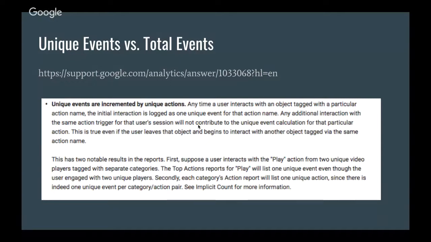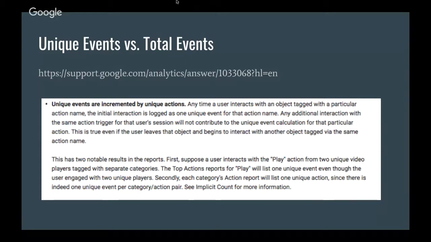So basically what that means is if I'm a single user and I'm on a website and I download two PDFs, they're both going to be classified in the event action called PDF. And so it's only going to be one unique event, whereas it will be two total events because I downloaded two PDFs. Another example might be if a user clicks play on a YouTube video 5 times, that's going to be one unique event and 5 total events.